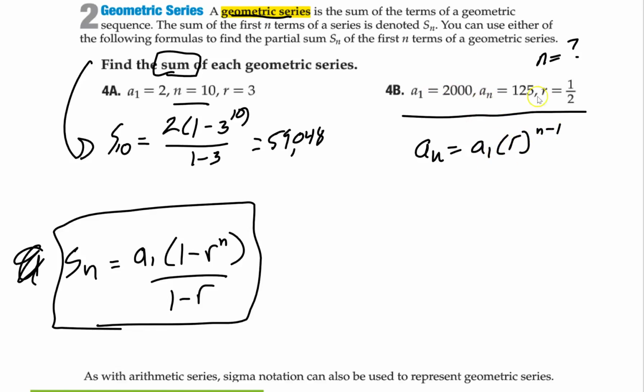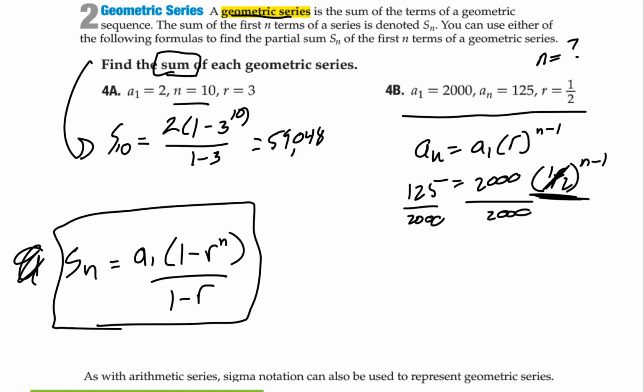Plug everything in. So I know this is 125. This is 2000. This is r, this is 1 over 2, sorry, 1 half, to the n minus 1. Now we've got to solve a problem with an n in it, an exponential with the variable in it. That's a log problem. So the idea is you've got to try to get it by itself. So divide by 2000.